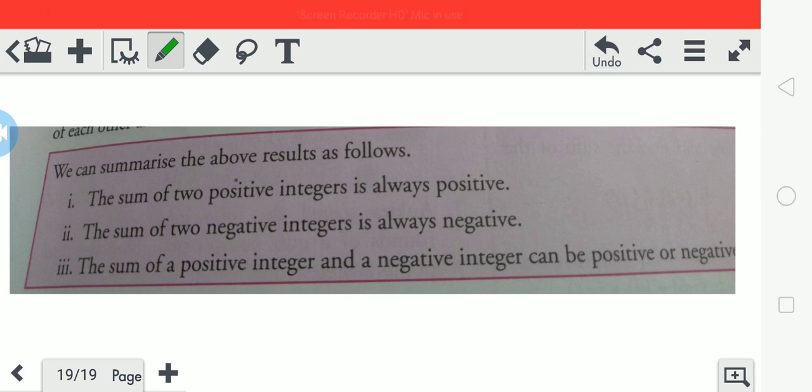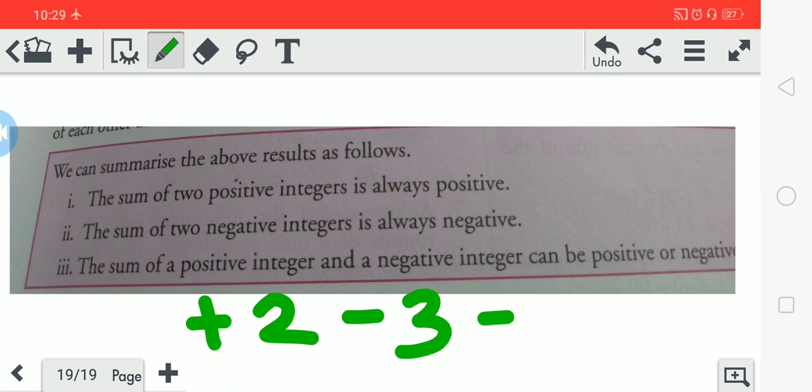Now rule number 3. Rule number 3 is: the sum of a positive integer and a negative integer can be positive or negative. Now take one number positive 2, second number negative 3. Here the signs are different, so do the subtraction. So 3 minus 2, that is 1, and the greater number's sign, that is minus, so your answer is minus 1. So in this case your answer is negative.